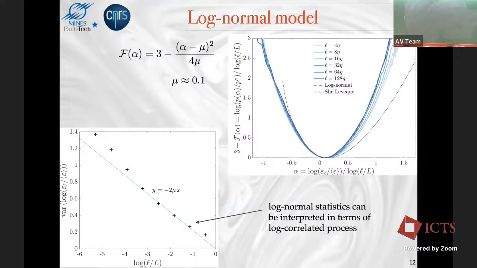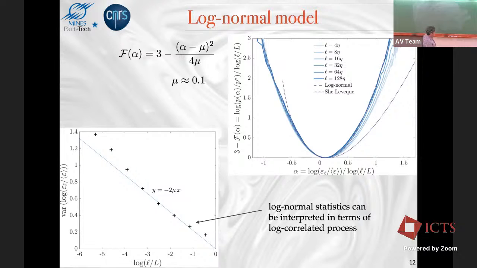So now there is another measurement which one can do, which is the variance of the logarithm of epsilon at a given scale as a function of log of L. If we were log normal, everything should collapse on a line. So you see, it's not that bad. It's okay. And collapsing on a line means that the variance of the logarithm of epsilon is like log L. And this corresponds to the fact that this is entering the class of what we call log correlated processes.